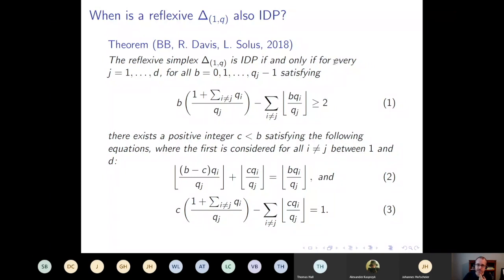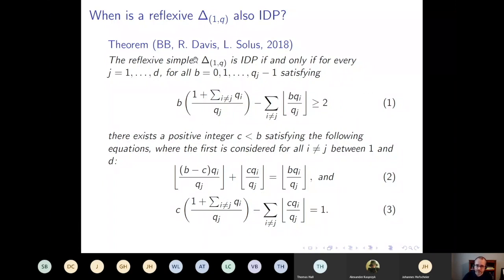There's a condition that says for every j between 1 and d, in other words for every weight, and for all values between 0 and 1 minus the weight that satisfy this inequality, where you have this nonlinear function greater than or equal to 2, there has to be some positive integer c less than b that satisfies this set of equations. These are just a bunch of nonlinear equations involving floor functions. And so where does this come from?